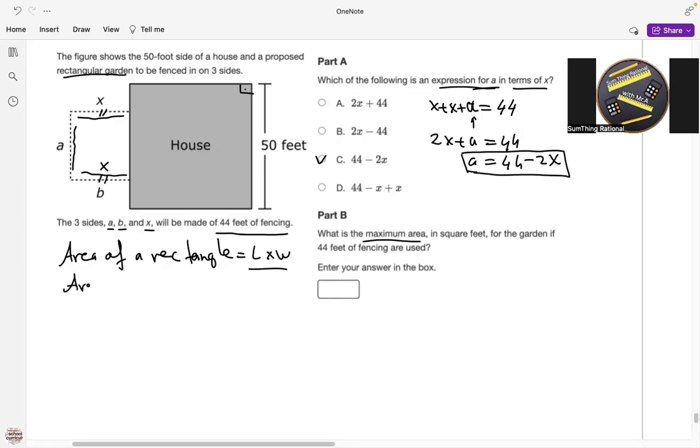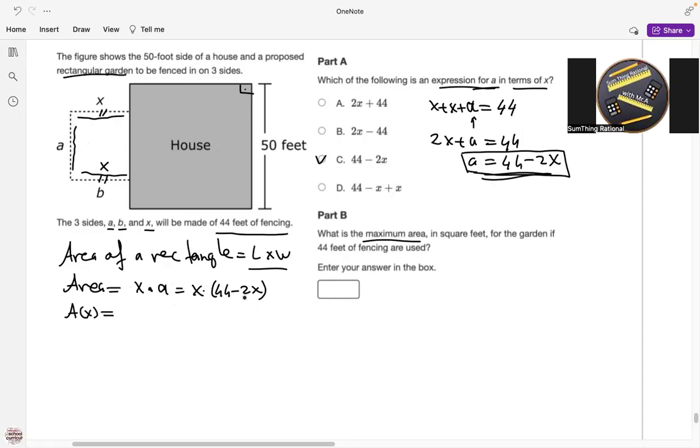So let's say area is here. What is the length here? Length is X or B. And what is the height or width of the rectangle? A. Since we got A in terms of X as 44 minus 2X, we can multiply X and 44 minus 2X. So this is the area formula. Let's say area function, A of X.